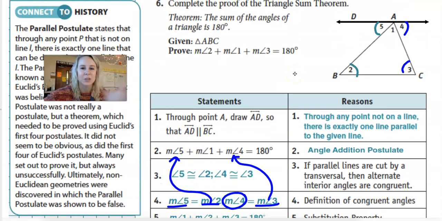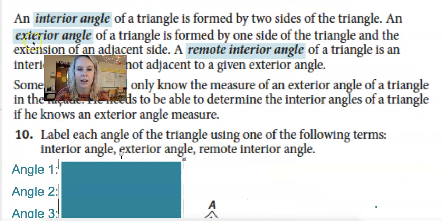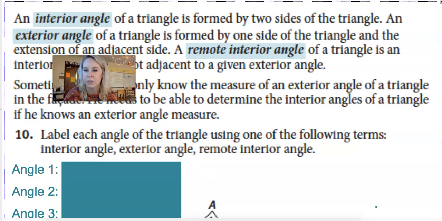Okay, let me know if you have any questions on that. You're not going to be quizzed on this. This is just an example of why we allow the triangle sum theorem to be true and why we're allowed to use it in geometry. All right, let's take a look at one more proof, and then we'll do some math.